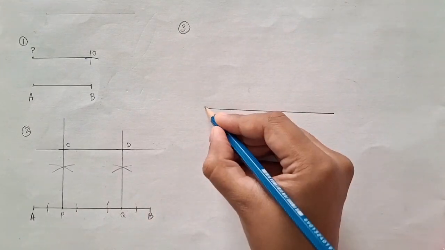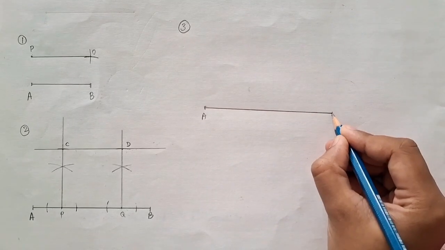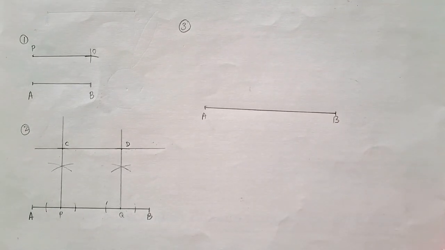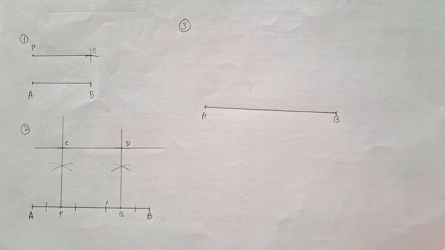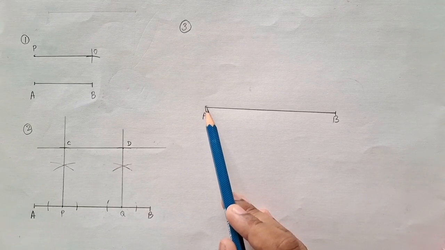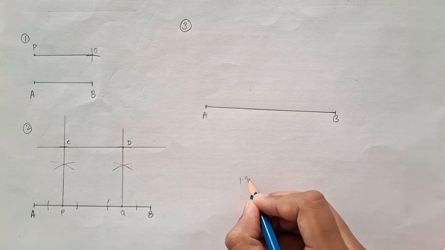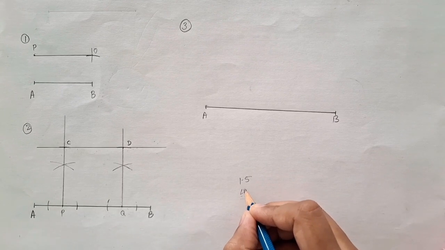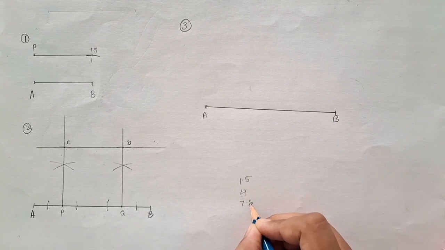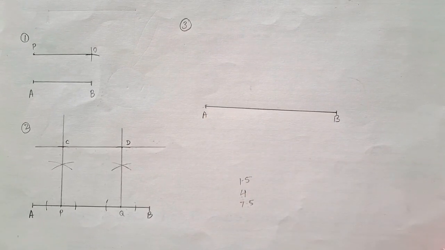So this is the line AB and this is 9 cm long. The next part says mark points at the distances of 1.5, 4 and 7.5 cm respectively from point A. So they have given us 3 numerical data, that is 1.5, 4 and 7.5 from point A.